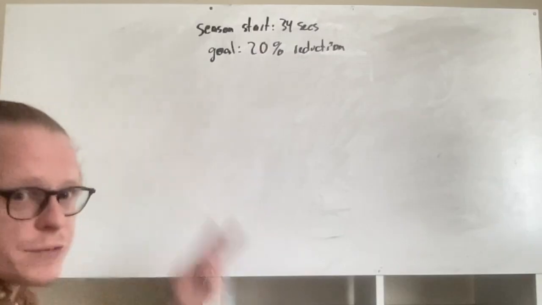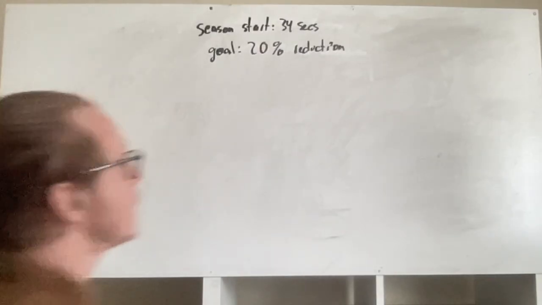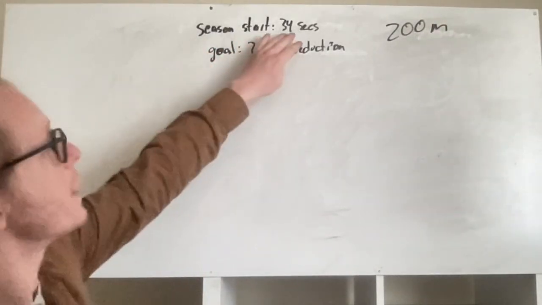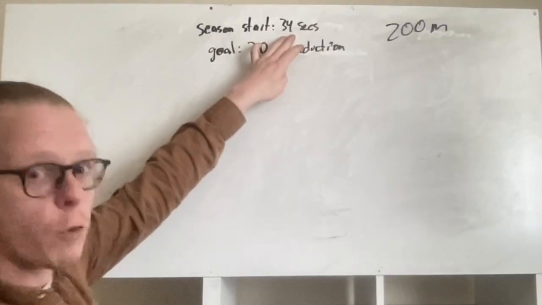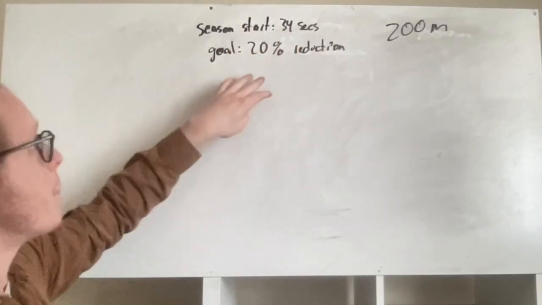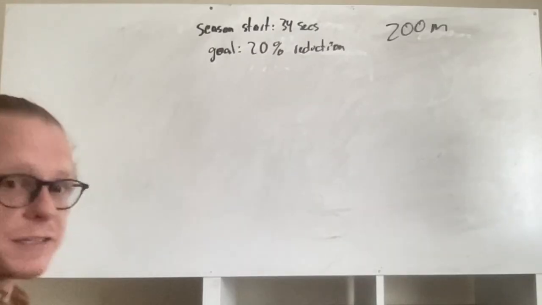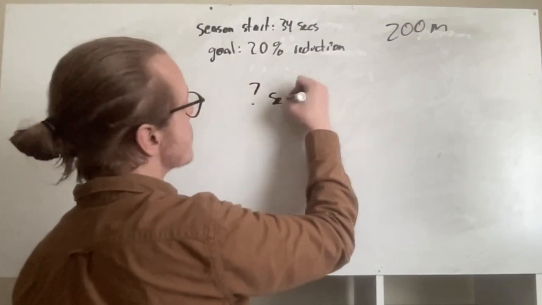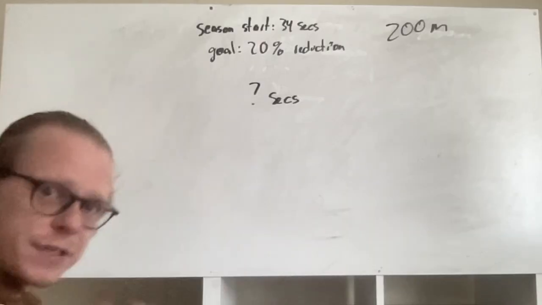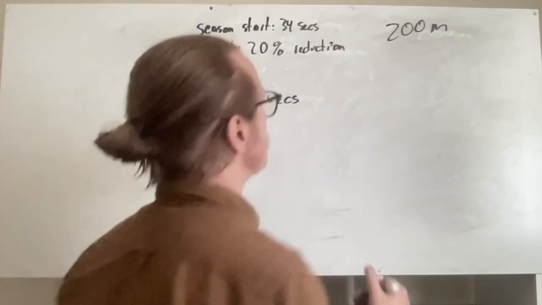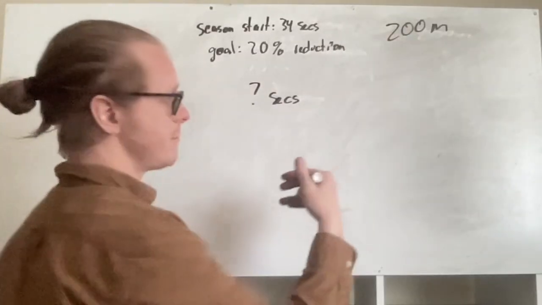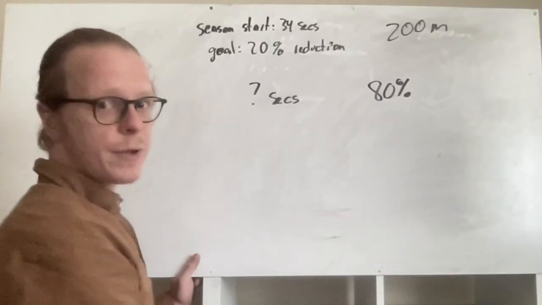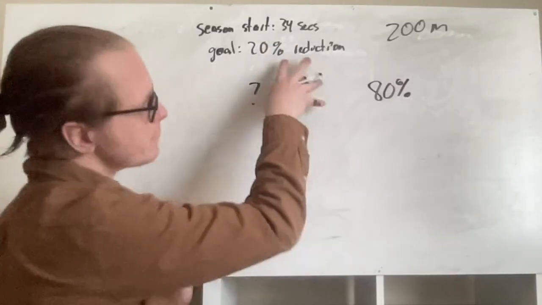Let's imagine we have a high school track athlete. Okay, they're running the 200 meter, and at the start of the season, they run it in 34 seconds. They set a goal for themselves that they want to reduce their time by 20%, right? So they want to decrease their time by 20%. So the question is, how many seconds should be their target if they want to reduce their time by 20%? Well, if we're reducing by 20%, that leaves us at 80% of the total time. Just want to point that out.